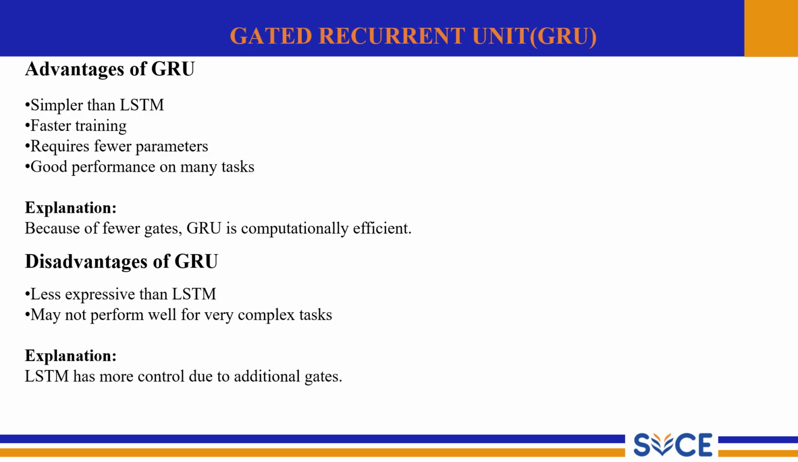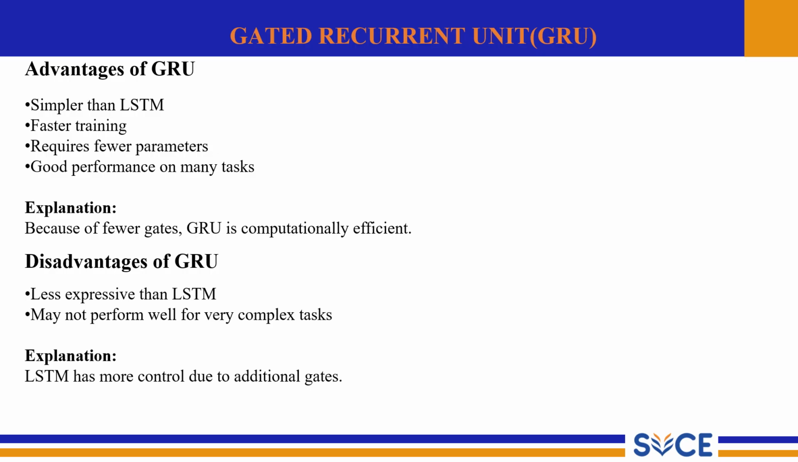Second one is it may not perform well for very complex tasks. In very complex sequence modeling problems, GRU may sometimes underperform when compared to LSTM. This is because it has fewer control mechanisms. The parameters used here are very few, and it may struggle to capture extremely long or complex dependencies. So for a highly demanding task, LSTM is often preferred.